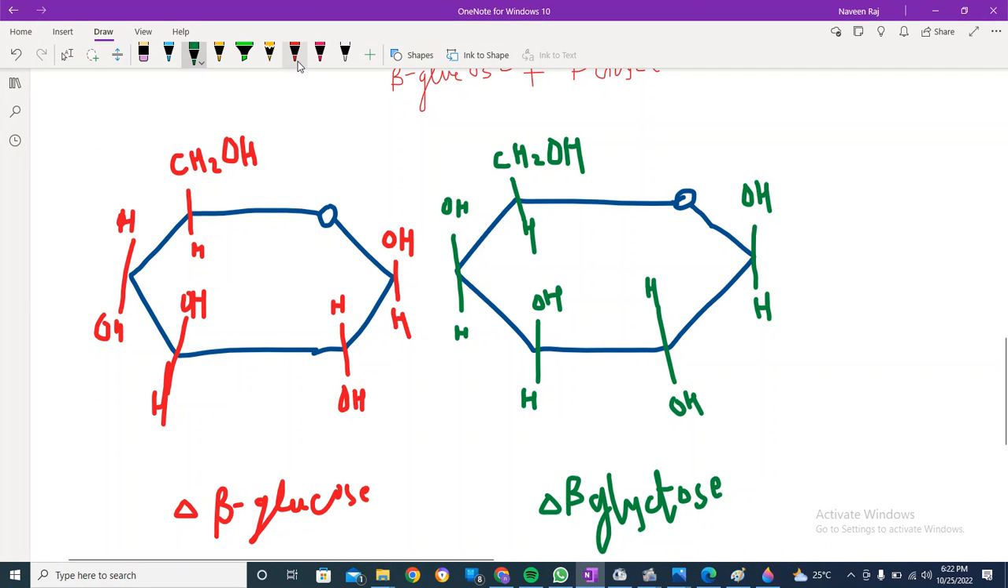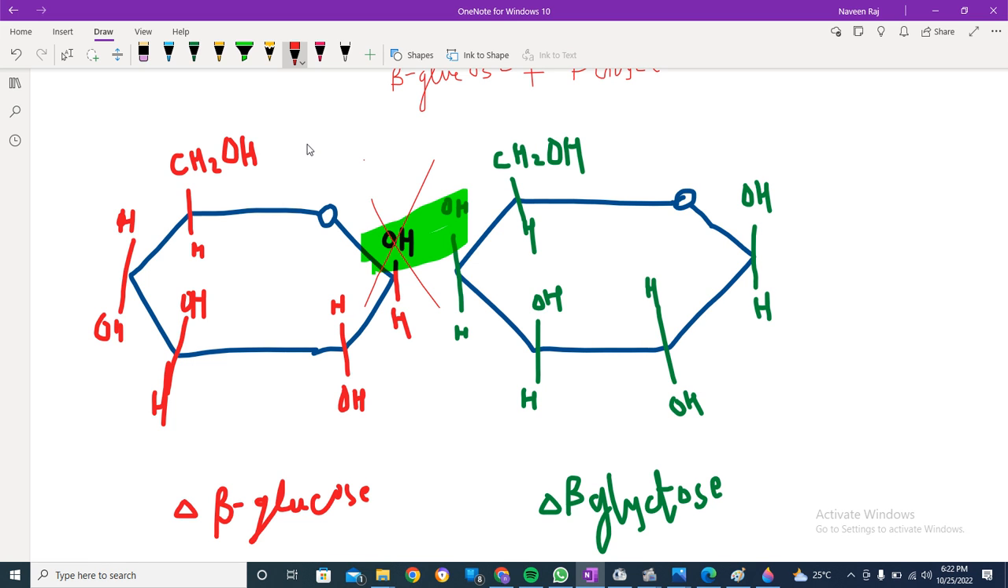Now I have a question for you guys. Can you make a glycosidic bond over here? Like we have got OH and OH on both sides. Can you make this bond? So the answer is no. You cannot make a glycosidic bond over here.